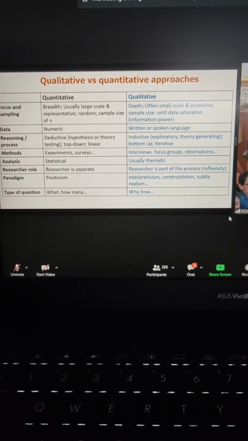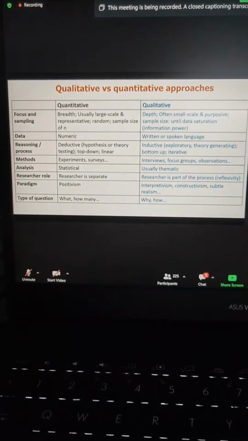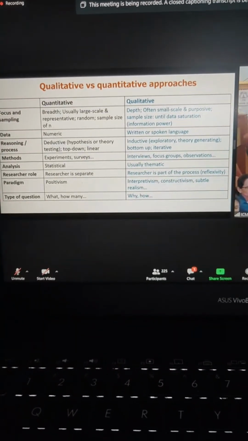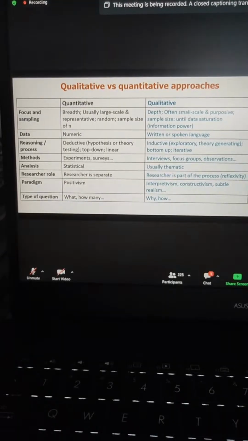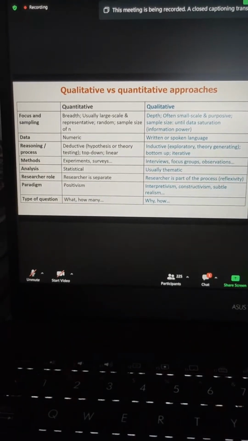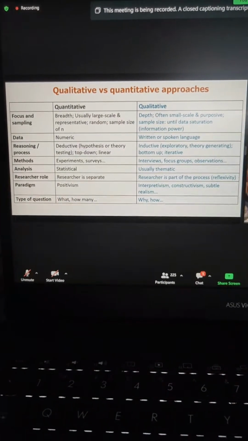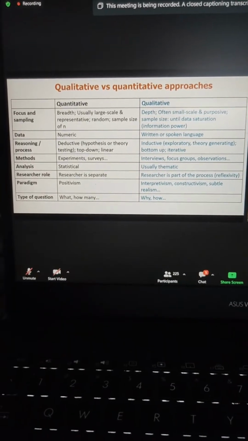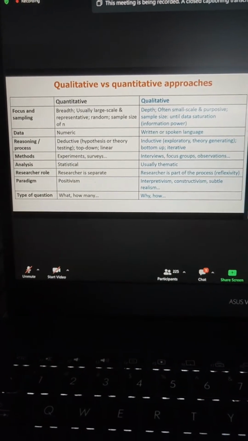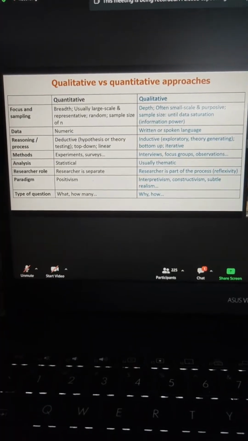And the type of question differs. The idea of putting forward qualitative research is not to say that one is better than the other. It is simply that you choose your research methods based on the kind of question you're looking to answer. So if you have a why or a how question, you do qualitative research. If it's a what or a how many question, etc., you do a quantitative project.